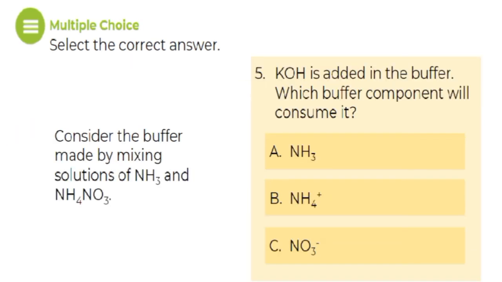So let us proceed to number 5. Consider the buffer made by mixing solutions of NH3 and NH4NO3. So the question is, KOH is added in the buffer. Which buffer component will consume it? Is it A, the NH3, B, NH4 plus, or C, NO3 negative?